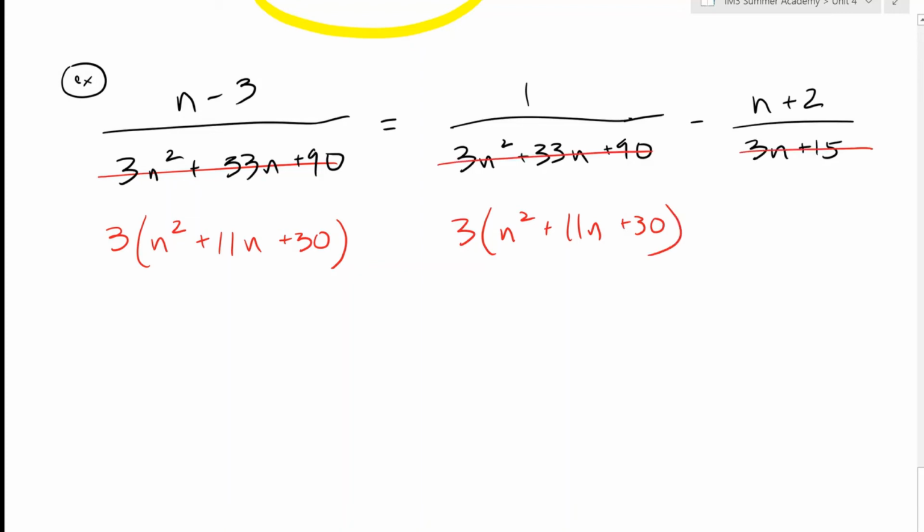The last one, I can GCF a 3 out. Leaves me with n plus 5. And you see how they all share a 3 right now? So that is part of the common denominator. The last one has an n plus 5.